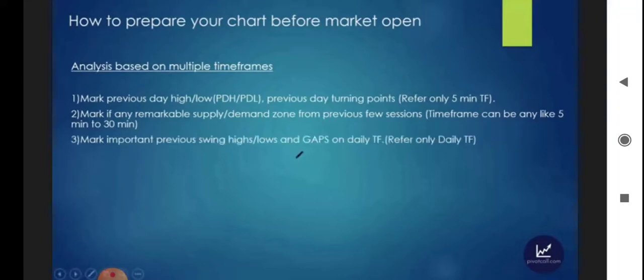time frame. Now for swing highs and swing lows, for that yes, you have to go to the daily time frame. For the gaps, for that also you have to see the daily time frame. Remember, gaps are also one of the very important levels on your chart, along with swing highs and swing lows. What are the swing highs and swing lows? Let me show it. Daily time frame I said, right?